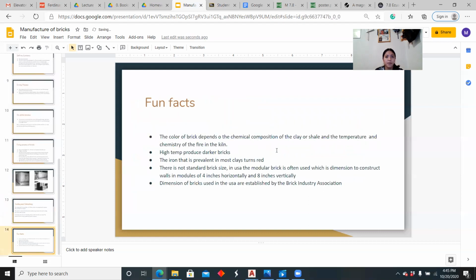Fun facts about brick production, right? The color of the brick depends on the chemical composition of the clay or shale and the temperature and the chemistry of the fire in the kiln. High temperature produces darker bricks, and the iron that is present in most clay turns the bricks red.